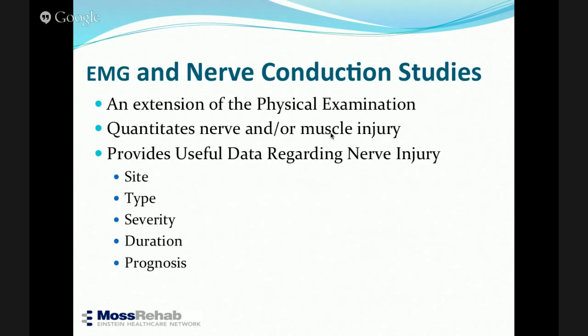it's an extension of physical examination, and it quantitates nerve and muscle injury, right? It provides useful data regarding nerve injury. It tells you where the pathology is, the site, or the type of injury. Is it an axon loss injury, demyelinating injury, conduction block? Is it a muscle problem? Is it the anterior horn cell, root, plexus, whatever? And then it tells you about the severity. Is it mild, moderate, severe? How long has it been there? Is it acute? Is it chronic? And it will tell you about prognosis based on the other pieces of information. Is this patient going to get better? Is the patient not going to get better? If it's going to get better, how much of it may get better? So these are important pieces of information you're going to acquire from the EMG, right?